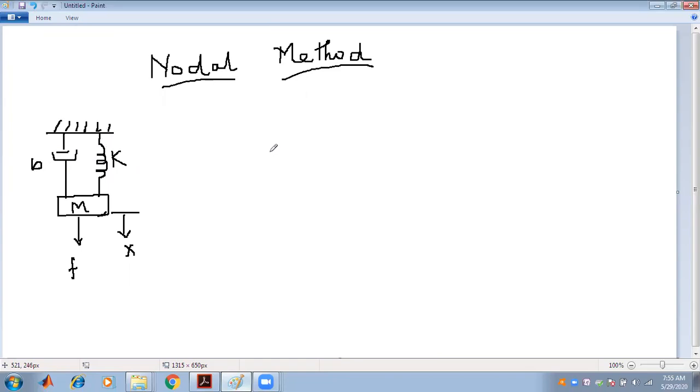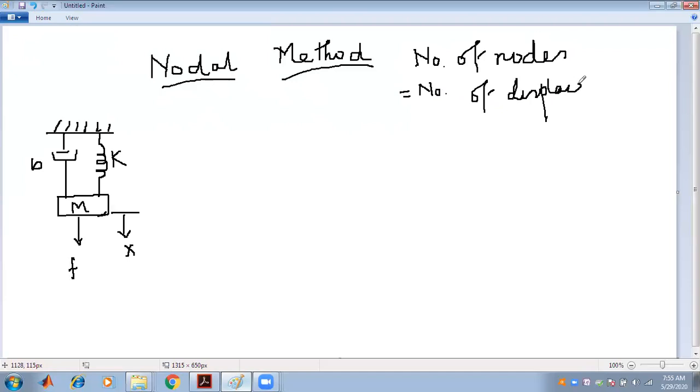Nodal analysis means how many nodes we will consider. For the nodal method, you have to remember clearly that the number of nodes is equal to the number of displacements. So if there are two displacements, there are two nodes. If there is a single displacement, there is a single node. The number of displacements here is 1, that is x, so only one node is sufficient.